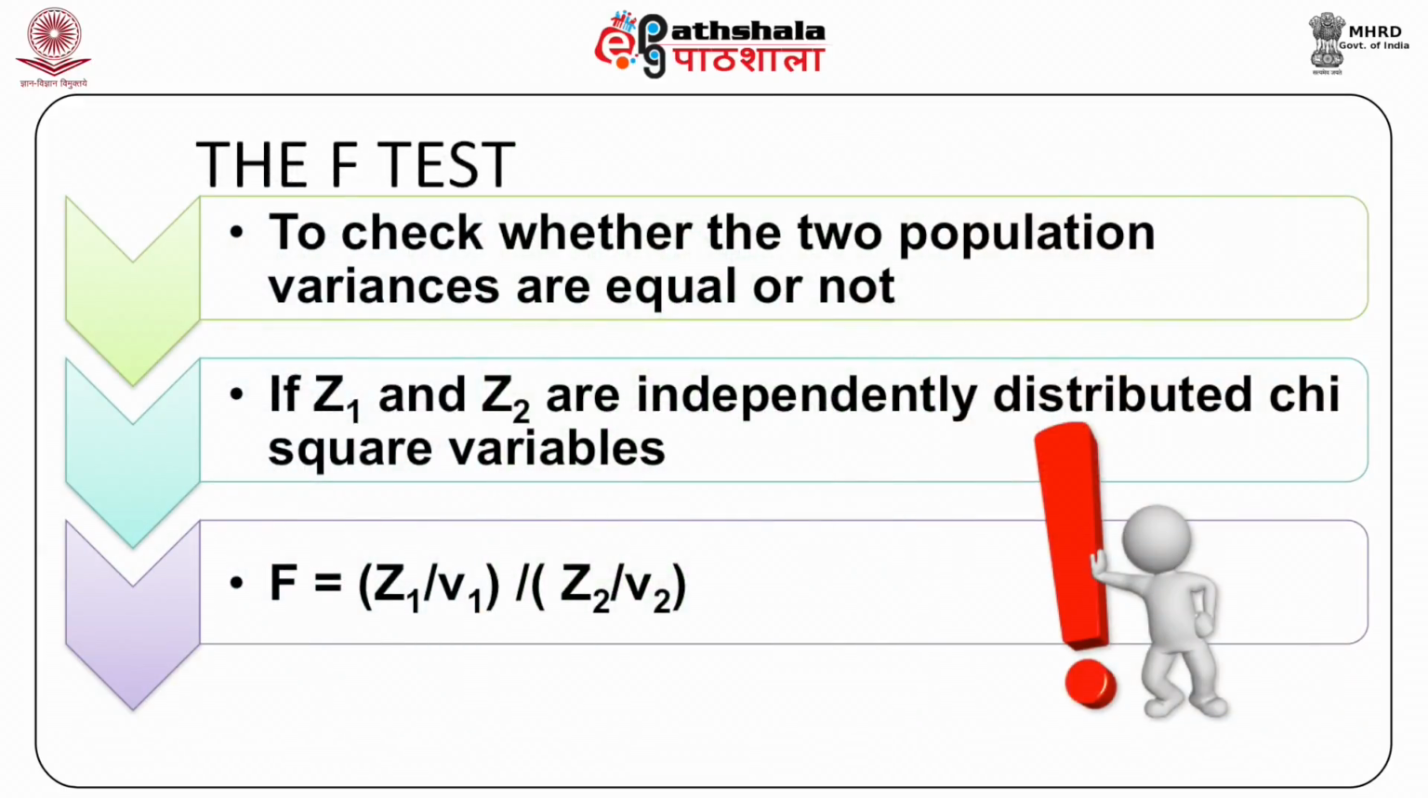Further, we shall now understand the F-test. R. A. Fisher developed the F-test, also known as the variance ratio test, and is used for analysis of variance to check whether the two population variances are equal or not. If Z1 and Z2 are independently distributed chi-square variables with V1 and V2 degrees of freedom respectively, then F is equal to (Z1 upon V1) whole upon (Z2 upon V2). This would follow an F distribution with degrees of freedom V1 and V2.